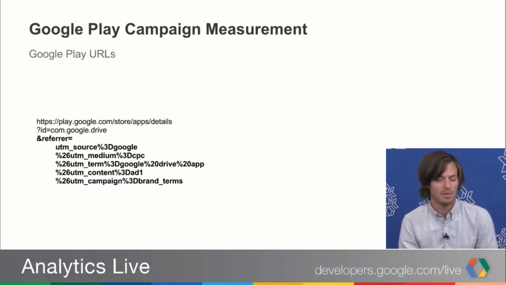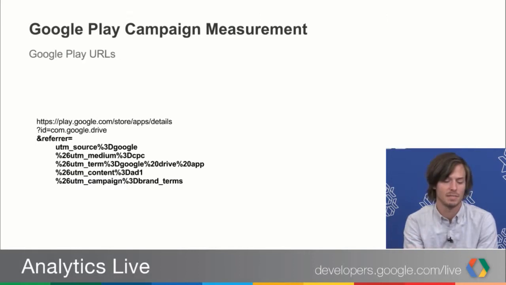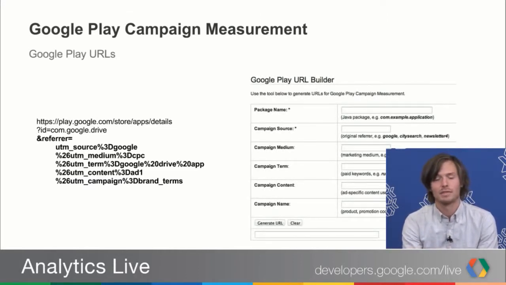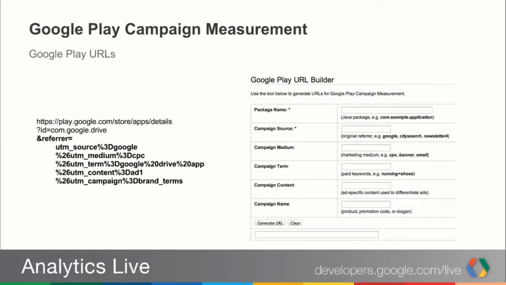And then you're going to have this referrer parameter. And the value of that referrer parameter is going to be a URL encoded campaign parameter string. So a string of these UTM source equals whatever, UTM medium equals test medium, etc., all separated by ampersands. And we actually have a tool on the developer site, developers.google.com/analytics. If you go to the campaign dev guide for Android, we have a Google Play URL builder, so you can just pop in your package name, the campaign source, medium, term, content, etc., and we'll generate that URL for you.